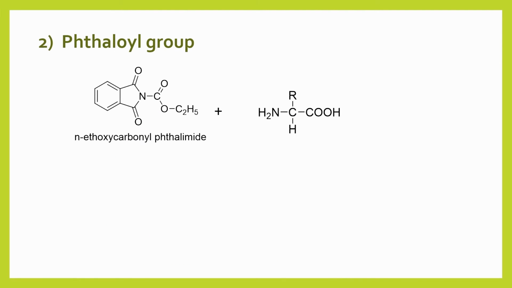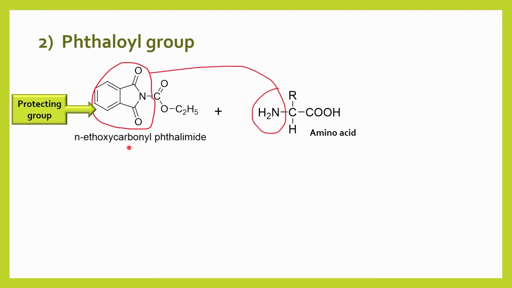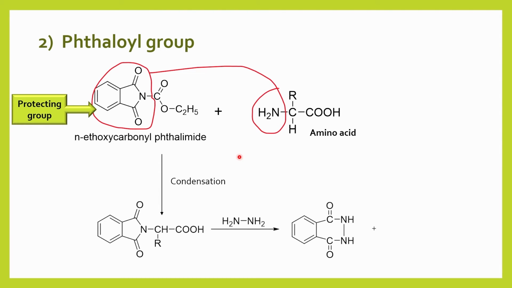The next protecting group that we will be doing is the phthaloyl group. As I told in the previous slide, I will only be using a single molecule of amino acid to show clearly how the protecting group works and not an entire peptide chain. So this phthaloyl group is also called N-ethoxycarbonyl phthalimide, and similar to the BOC group, this group is also protecting the N-terminal by undergoing a condensation reaction with the amino acid molecule.